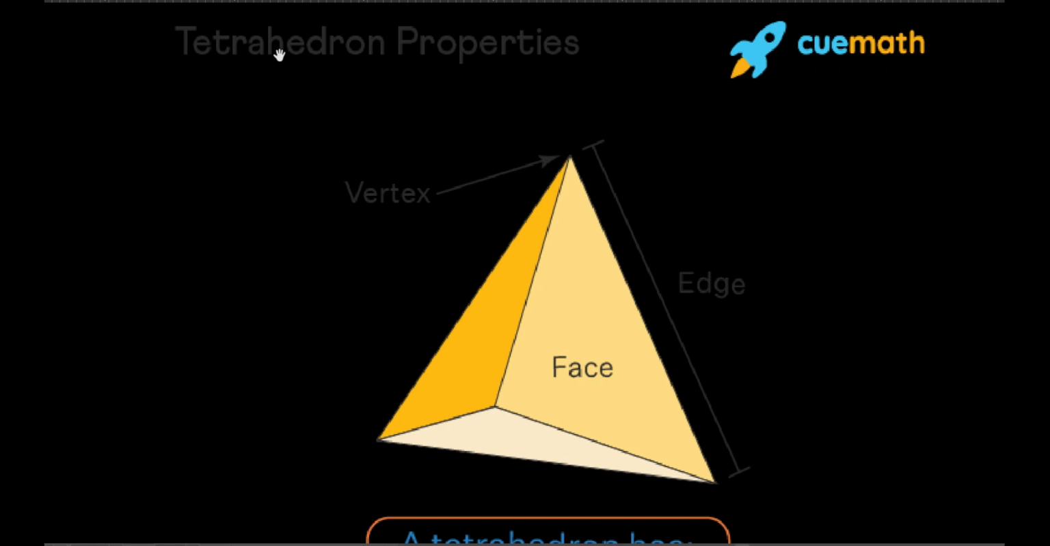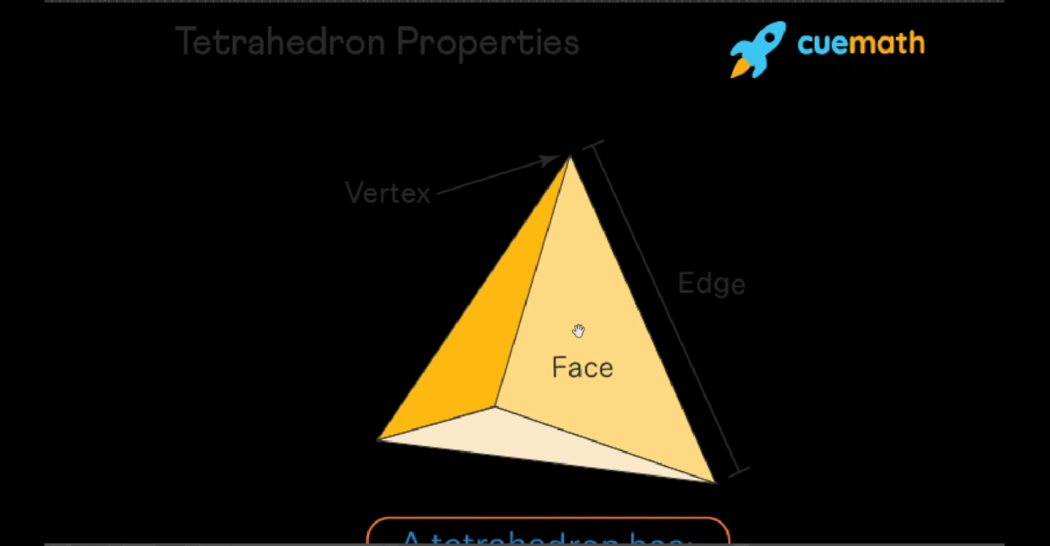Tetra is another word that means four. Okay? So there's 1, 2, 3, 4 of these faces. They call it a face. So if it has 4 faces, or I guess you could call them sides, you could think of them that way.